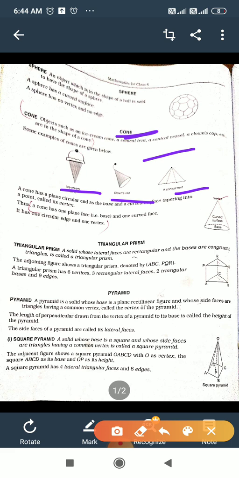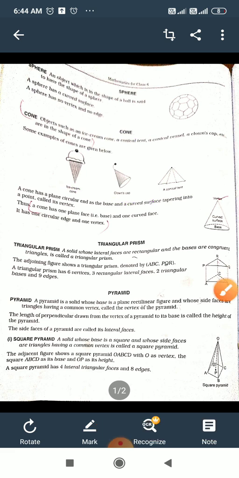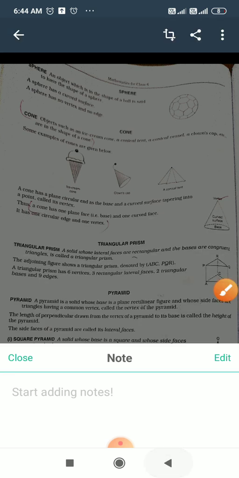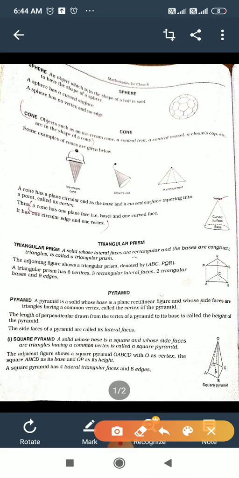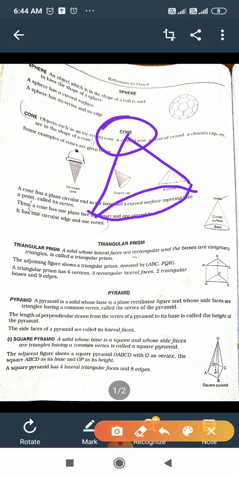cap, joker cap. A cone has a plane circular end as the base and a curved surface tapering into a point called its vertex. This is the shape of a cone. This is the vertex. A cone has one plane face, the base, and a curved surface. This is the vertex.